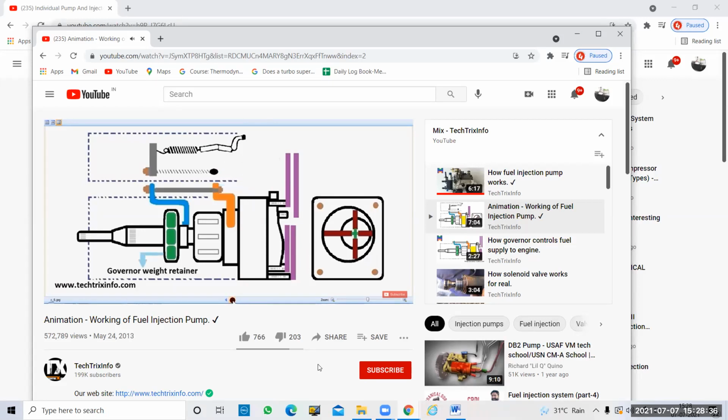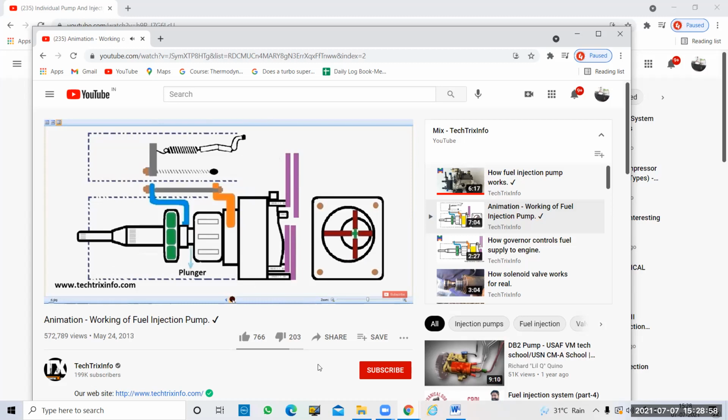That's the governor weight retainer. It actually looks like a flower. Inside it has 4 or 5 weight retainers. So as it moves, this flower closes up and opens up depending on the RPM and the demand, which pushes this particular blue line over here, which I'll be showing in the animation coming.